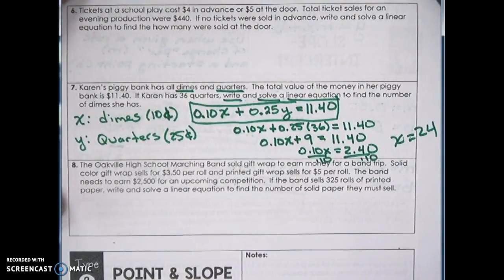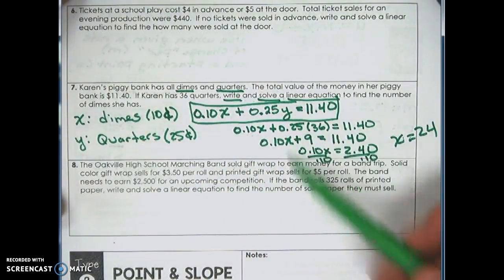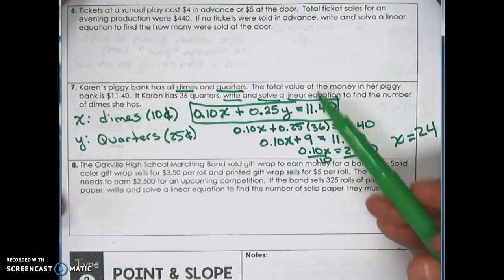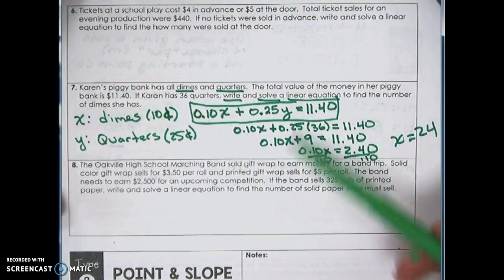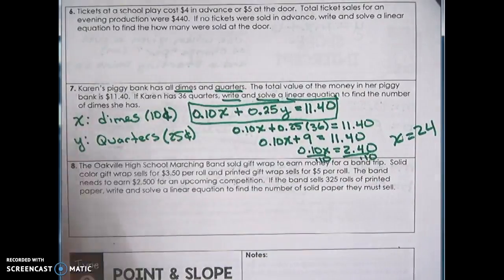But yes, sometimes you're going to have to do that inference. For the rest of these, I think it tells you what each one's worth. If you want to try 6 and 8, those would be great to try. If you have questions, of course, let me know. We're just working on slope intercept form and standard form today. We'll work on the other types next week.